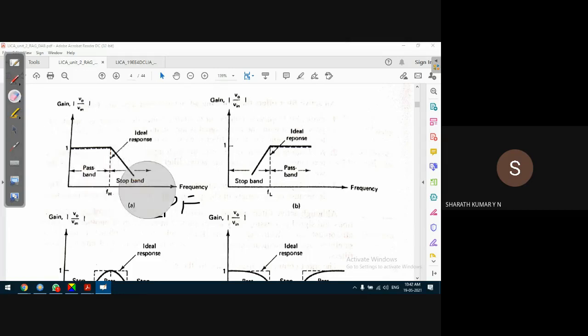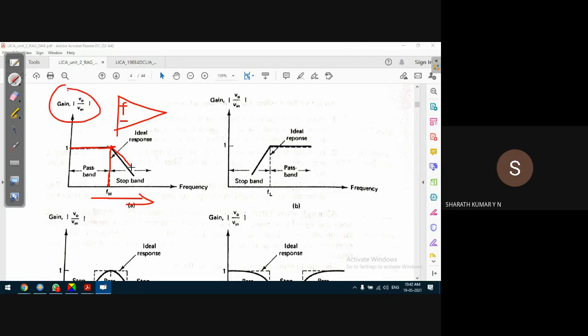Ideally, if you see this diagram, what the author is trying to say is that ideally the response should have been like this. But practically it is not possible, because of the passive components, and in fact even the op amp is not a fully linear element. As the frequency increases, the gain gradually decreases. It cannot decrease suddenly to 0. If the gain is very high, it cannot go from very high gain to 0 in zero time. It gradually decreases as the frequency increases.